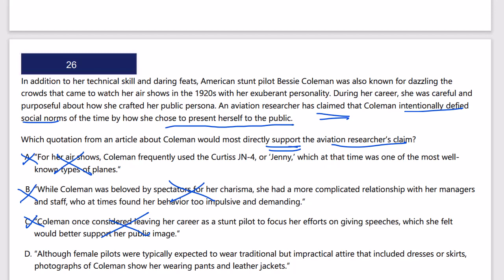D. Although female pilots... Okay, this is probably going to be it. I like the contrasting transition. Although female pilots were typically expected to wear traditional but impractical attire that included dresses or skirts, photographs of Coleman show her wearing pants and leather jackets. That shows her defying the style. Contrasting transition. Although she was expected to wear a dress, she actually wore pants and leather jackets, much like a male aviator. D is the correct answer.